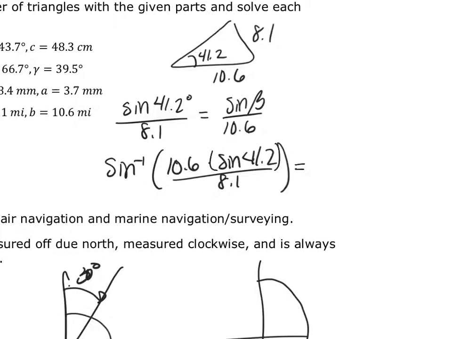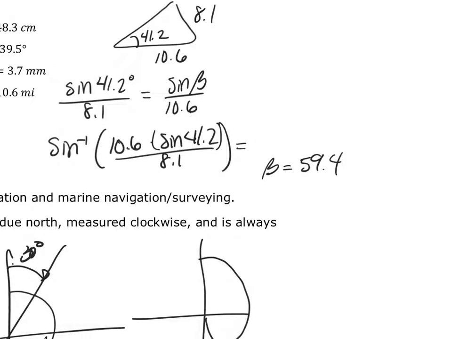What'd you get? 54? Do we have confirmation of a 54? Okay. So I've got my beta is equal to 59.4. 59.4 is good enough. All right. Add 59.4 to 41.2 and tell me what gamma could be. So 180 minus those two angles, in other words. Take those, add them together, and subtract from 180. What is it? 79 point.